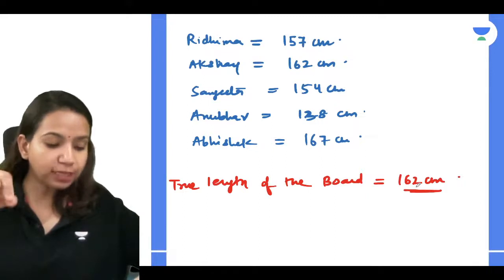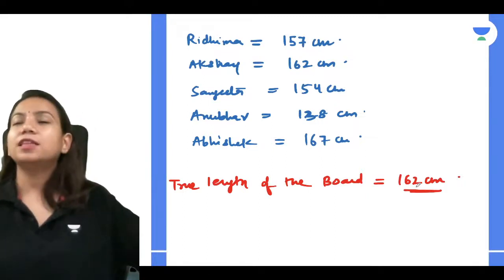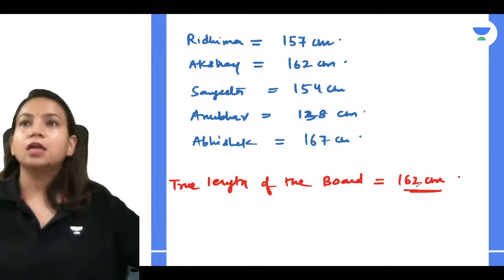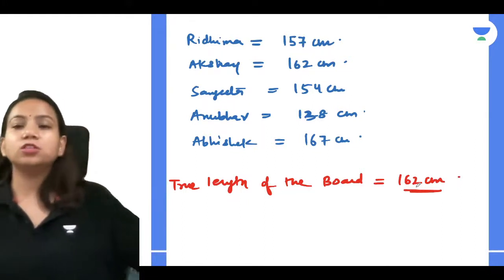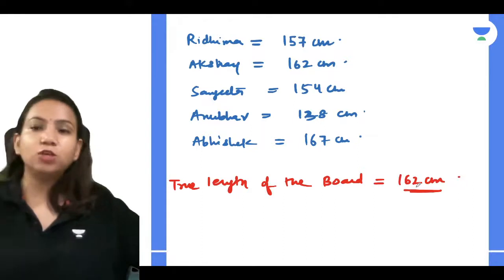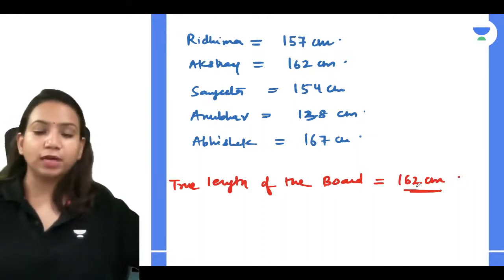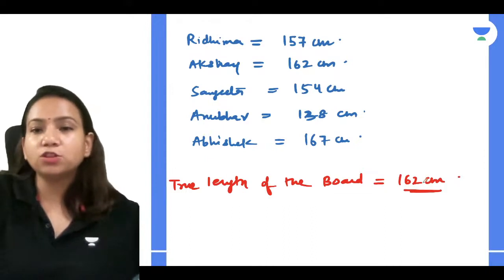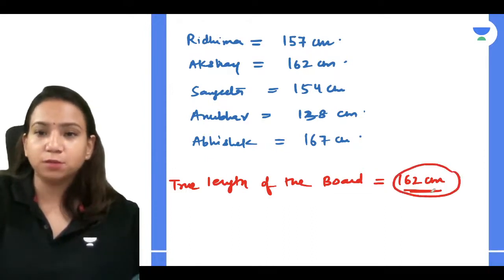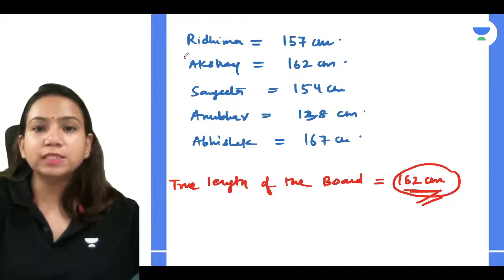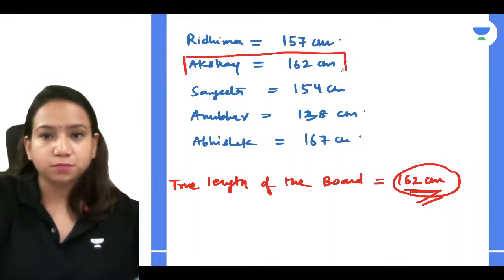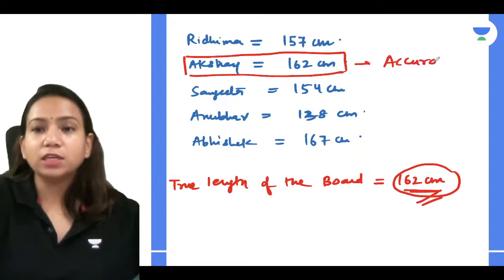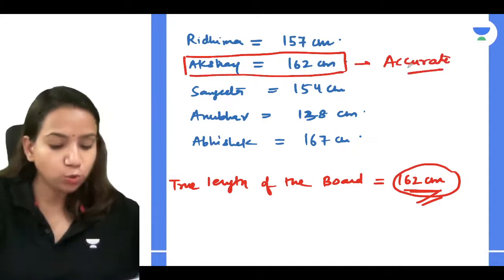First you have to check what the error is, like you have to calibrate it. Then after that calibration, you can change the value according to what you are getting. Now we'll be discussing that later, but what you got to know is that the true length of the board is found to be 162 centimeter. So who is accurate here is Akshay. Akshay is accurate because he got the exact value, which is the true value.